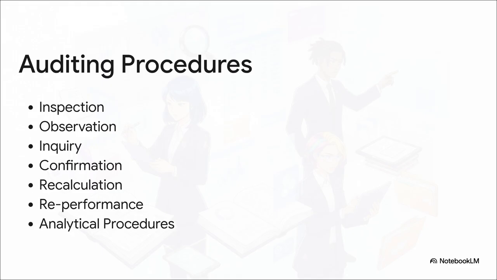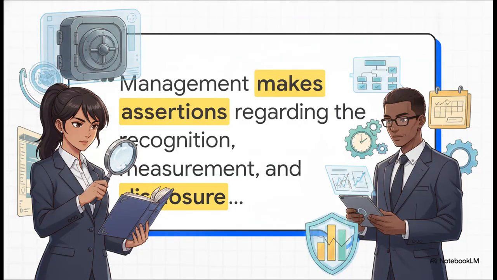Next up is recalculation, which is exactly what it sounds like, just checking the math. Then reperformance, where the auditor actually executes the company's control procedures themselves. And finally, analytical procedures. This is where you study the plausible relationships between financial and non-financial data to spot any weird, unusual fluctuations.